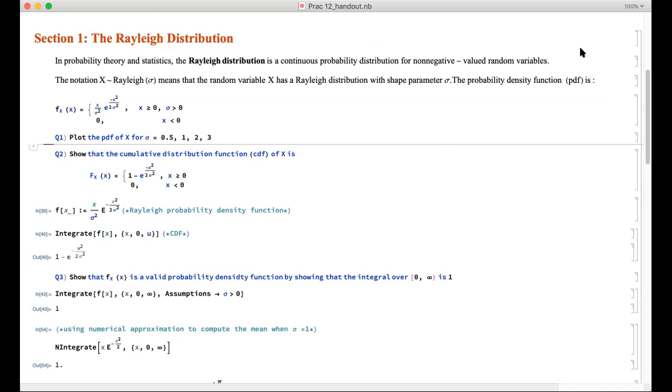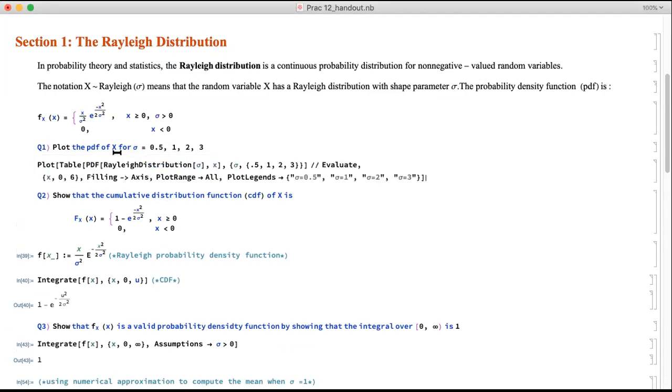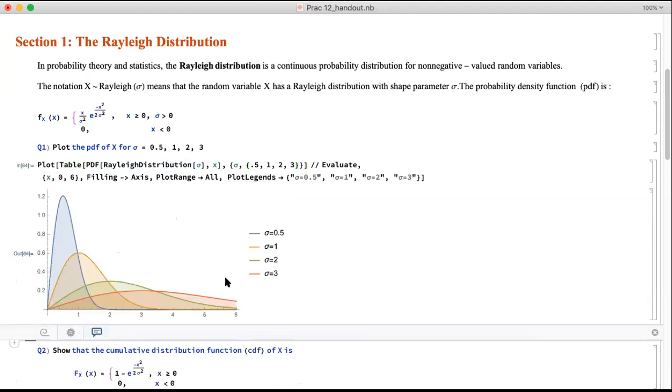Okay, let's use the code that we have used last week. I only changed the name of the distribution and the parameter. This is similar to what we did last week. And let's have a look at this. This is the plot of the PDF.